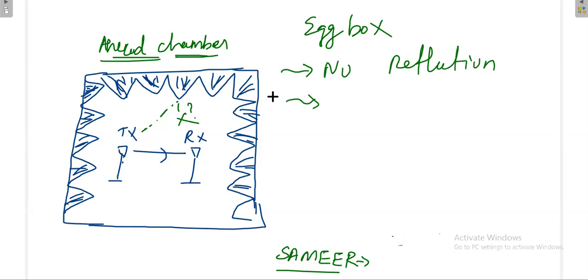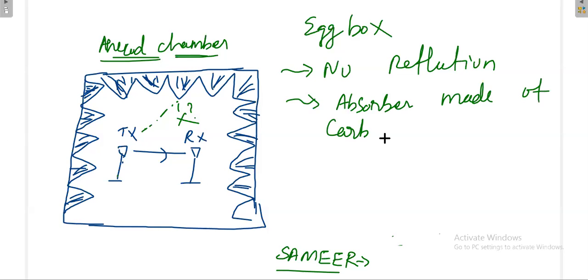This material is made of carbon loaded polyurethane. This absorber is called an EM wave absorber, made of carbon loaded polyurethane.